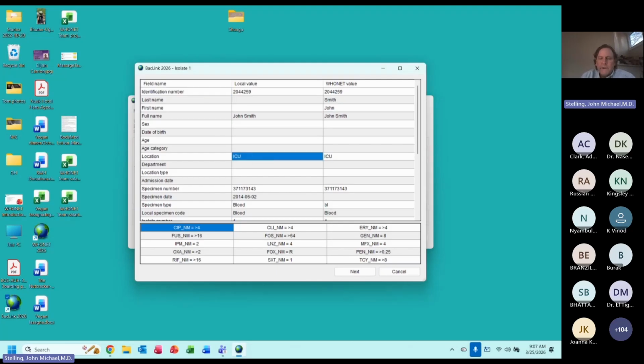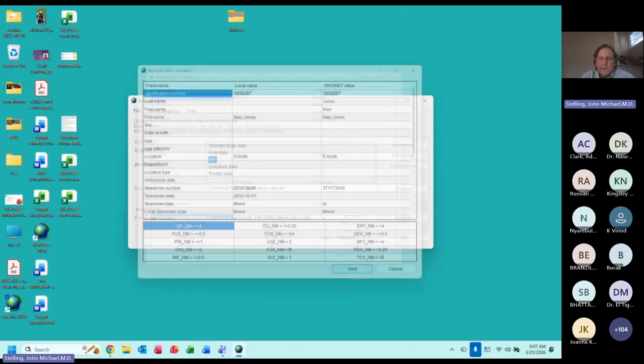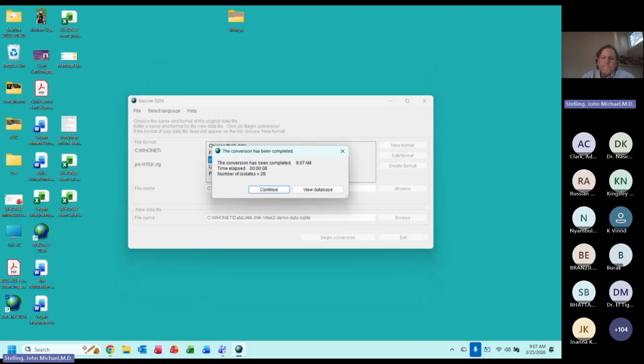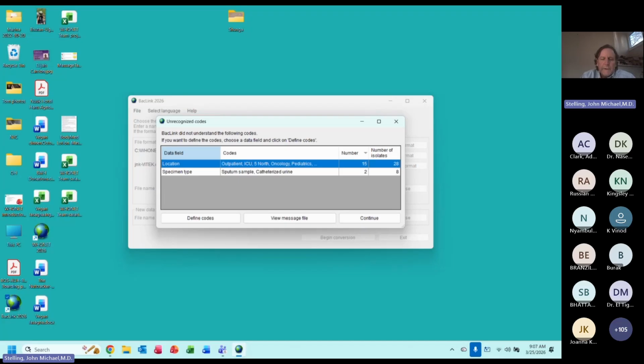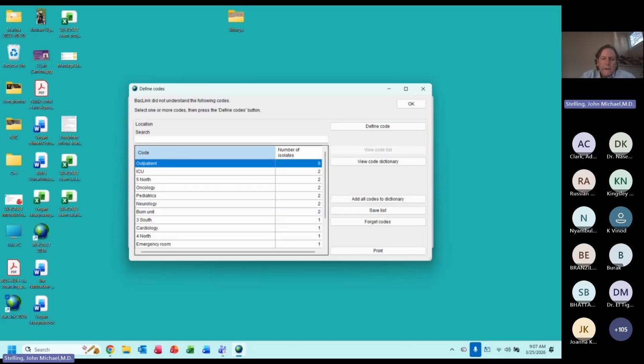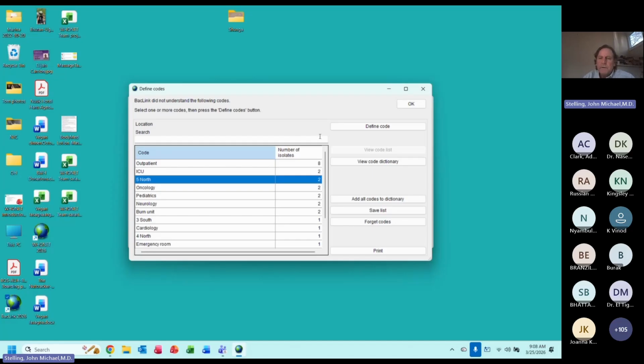So you see here it says ICU. Here it says 5 North. Here it says 3 South. Do you want to review the new codes? Yes, I do. And location, define codes. And I'll go to 5 North, and I'll say define code.